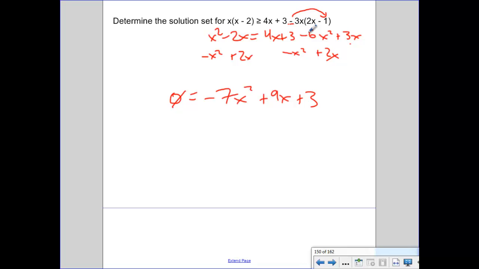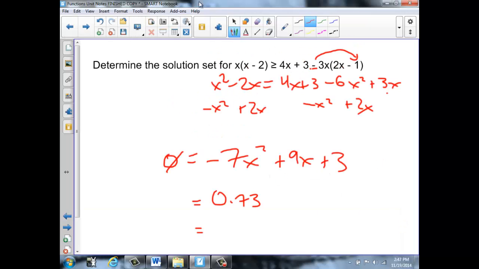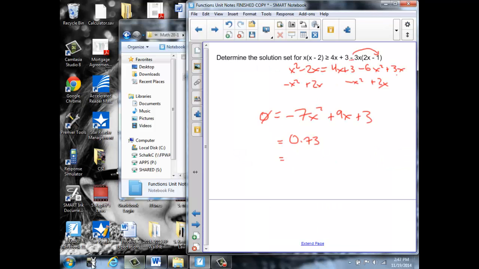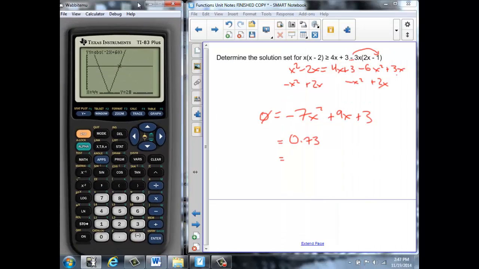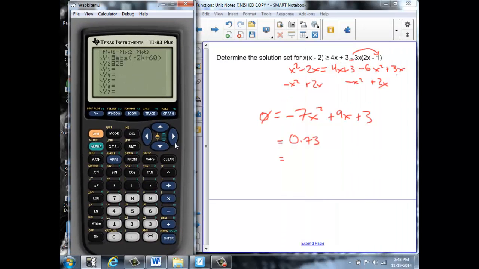I got a really long one. Yeah, they're going to be dumb decimal numbers. 0.7308608, okay, we'll just go with 0.73. So I got negative 7x squared plus 9x plus 3.